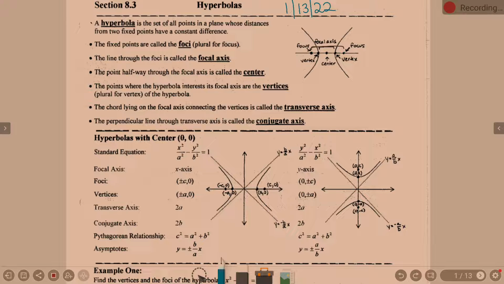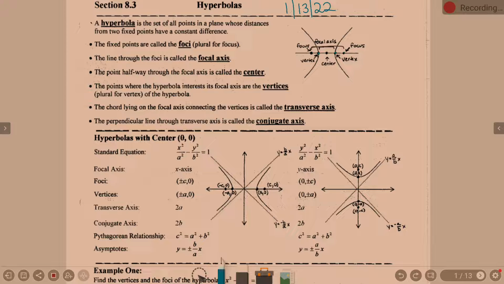So just like an ellipse, you have a center marking the center of the object. The points where the hyperbola intersects its focal axis are the vertices. So you have two vertices right here. In the ellipse, the vertices were the ends of the ellipse. Well, it's still kind of the same points, but it's the center of the actual hyperbola curve. So two vertices.